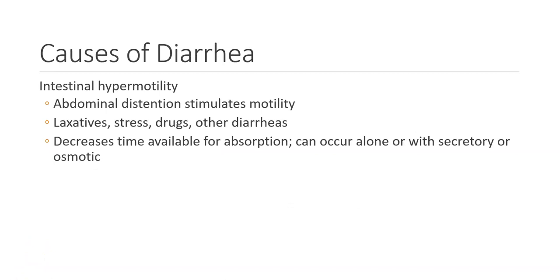The last type is intestinal hypermotility, and this causes abdominal distension, which stimulates motility. There are nerve endings, again, in your intestines that will cause feces or fecal matter to move forward. And if these are working overtime and working too fast, then there's not time for the water that's in there to be absorbed out. This could be due to laxatives, stress, drugs, or other diarrheas. This decreases the time available for absorption, and it can occur alone or with secretory or osmotic diarrhea.